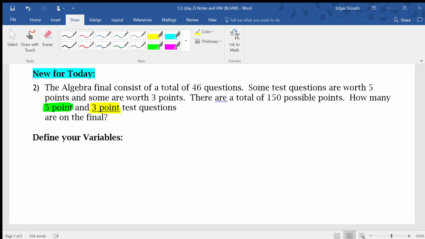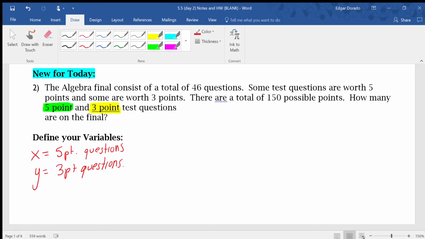So right away, I can tell that those have to be my variables. So my variables are x are my 5-point questions, and y are my 3-point questions.